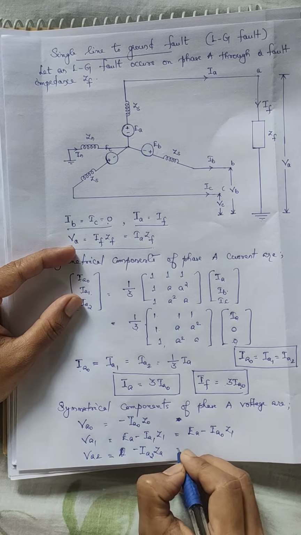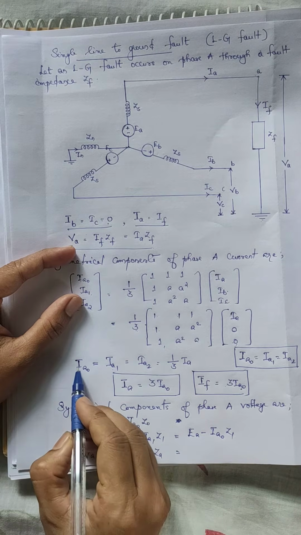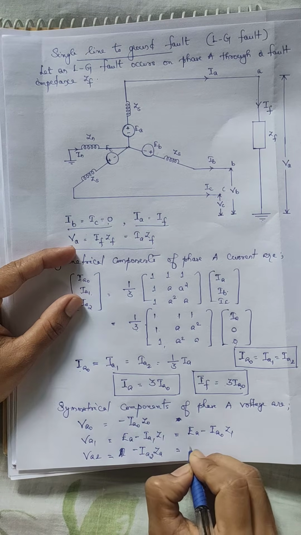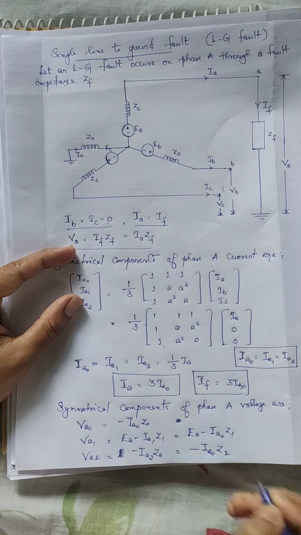So next is VA2. VA2 is minus IA2 Z2. IA2 is also equal to IA0, so replace IA2 with IA0. So this becomes minus IA0 into Z2.